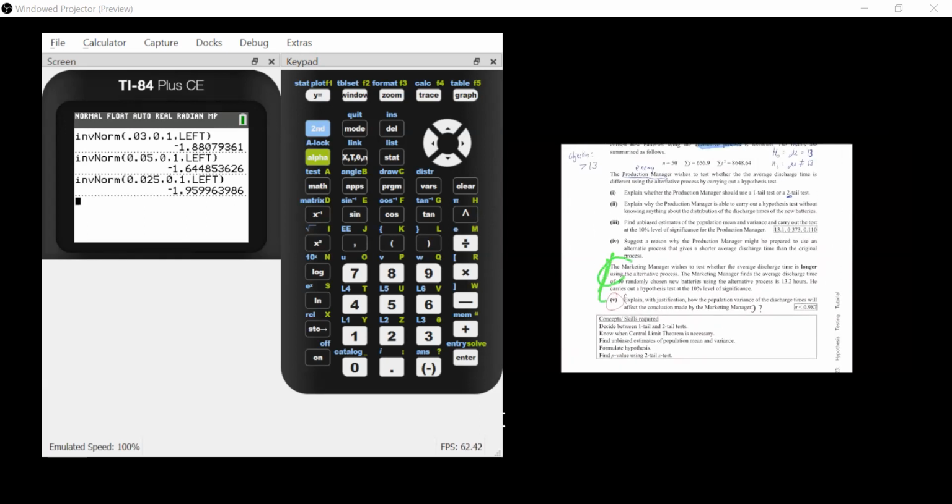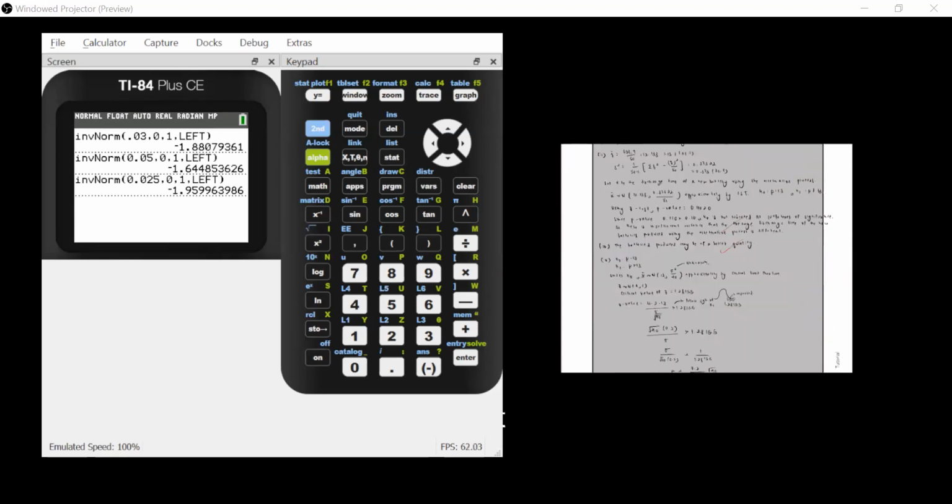Let's see. Marketing. Okay, let me read the question first. Test whether average is different. Two-tailed, one-tailed. Without knowing anything about distribution, yes, CLT, unbiased estimate. Suggest a reason why they might be prepared to use an alternative process that gives a shorter average discharge time than the original process.